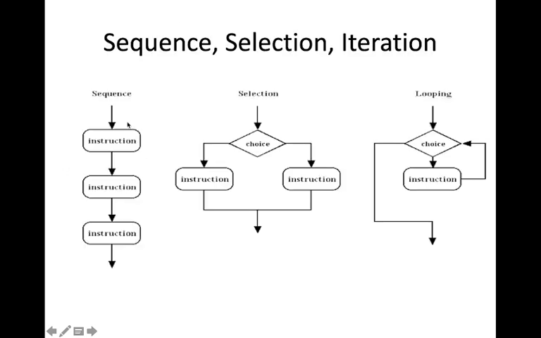So sequence, it is like this. Selection, based on some choice. If it is true, if it is false, like this. Looping or iteration will be repeatedly doing this operation until that choice fails.